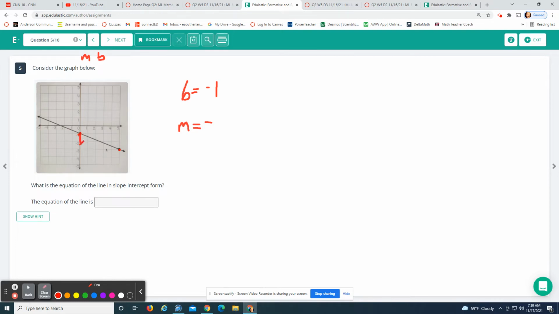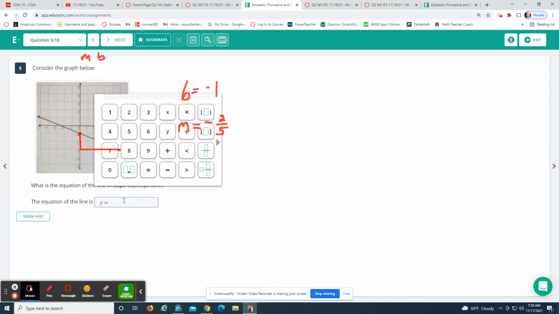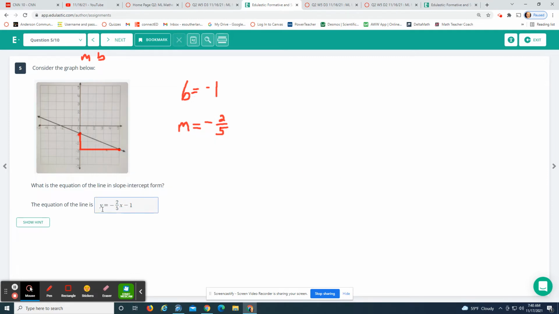It goes down 2 and over 5. So this is -2 over 5. So then the equation that we would write would be y equals -2 over 5. And then make sure you click beside the 5 and then type your x. And then the last step would be to type -1. So you should have y equals -2/5 x minus 1.